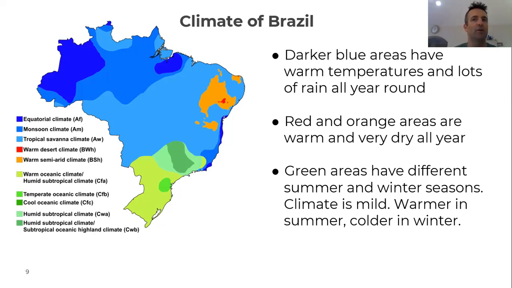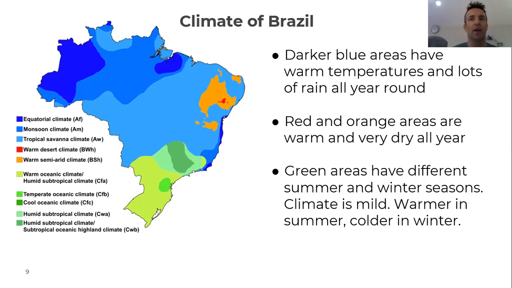Okay, hopefully you managed to find that dark blue area in the north of Brazil, particularly in the northwest, which is where the Amazon is. But you can also see some more in the northeast as well. So now we've got a good idea of those different climate zones that we can find in Brazil.